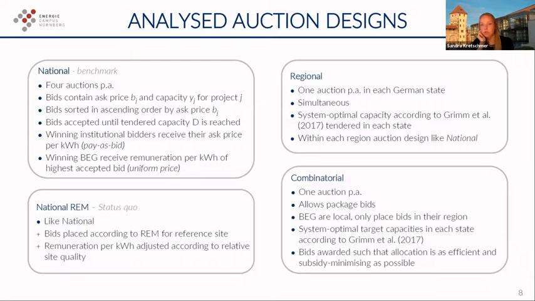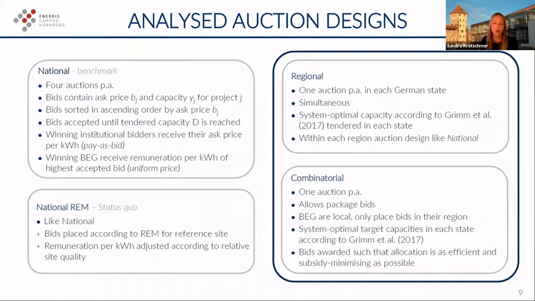But the design we're most interested in is the combinatorial design. As in the regional design, the target capacities in each region are set according to the system optimal allocation, but they are auctioned off in one single nationwide auction. So in this design, we also allow package bids, which means that bidders can place a bid on a bundle of projects at once, and bids are then awarded such that the allocation is as efficient and subsidy minimizing as possible. So by design, both the regional and the combinatorial auction design exactly implement the system optimal capacity allocation.